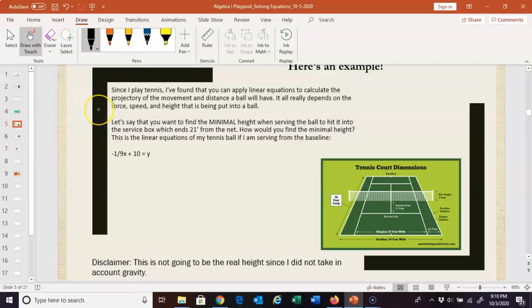So this student played tennis, like she was a legit tennis player. And since I play tennis, I found that you can apply linear equations to calculate the trajectory of the movement and distance a ball will have. It really all depends on the force, speed, and height. Let's say you want to find the minimal height when serving the ball to hit it into the service box, which ends 21 feet from the net. How would you find the minimal height?